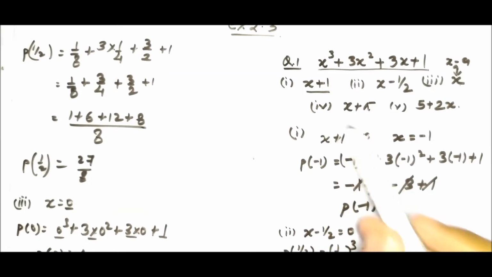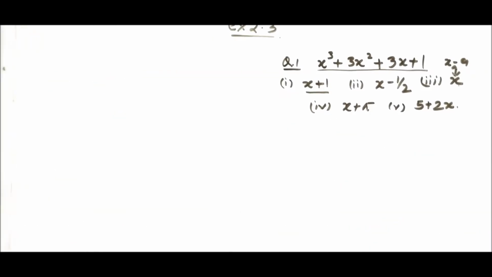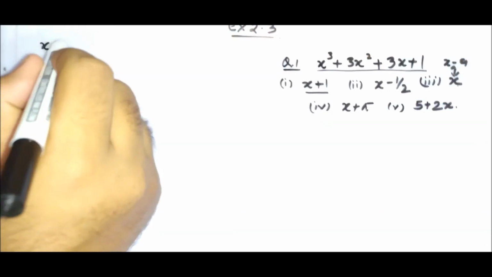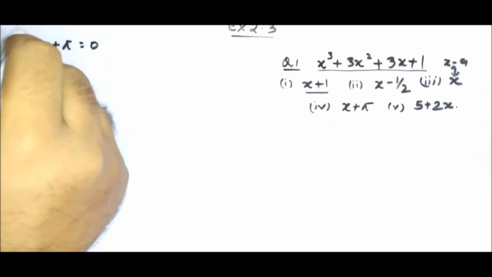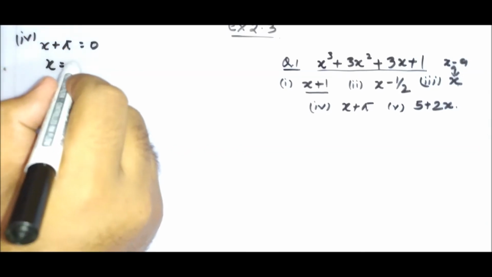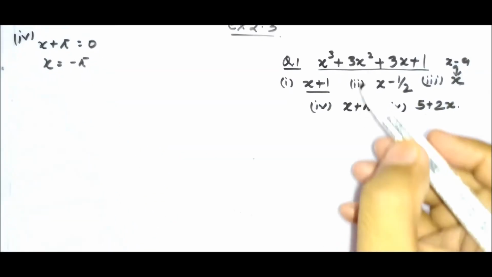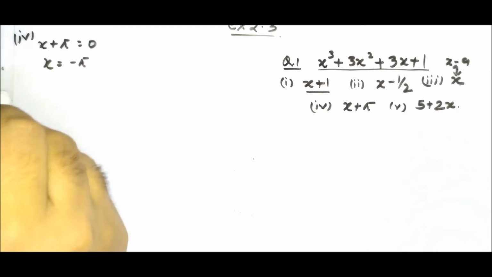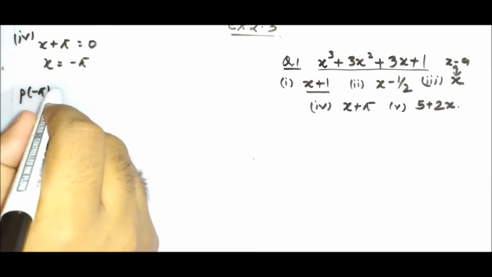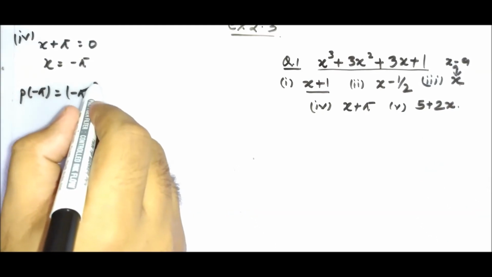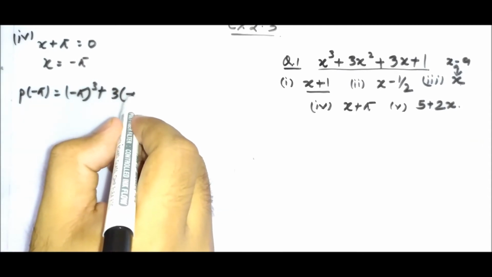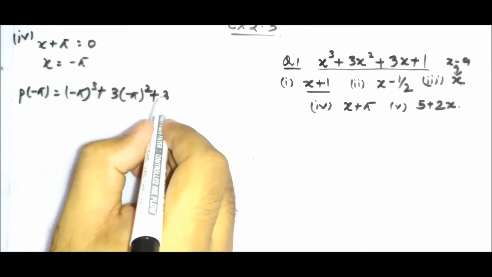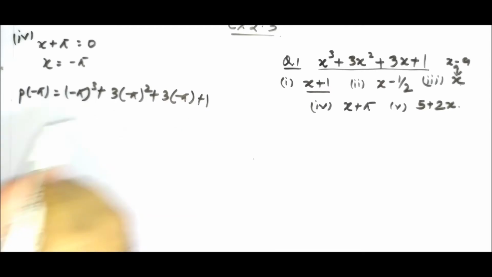Let us see the fourth and fifth part also. Fourth part is x plus pi. So if you take x plus pi is equal to 0, x will be equal to minus pi. So we will replace the value of x by minus pi. So p(minus pi) will be (minus pi) whole cube plus 3 into (minus pi) square plus 3 into (minus pi) plus 1.